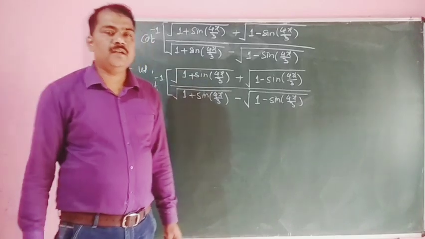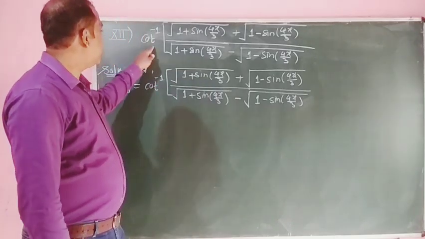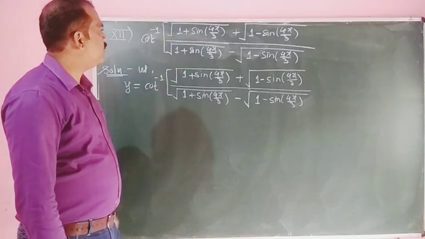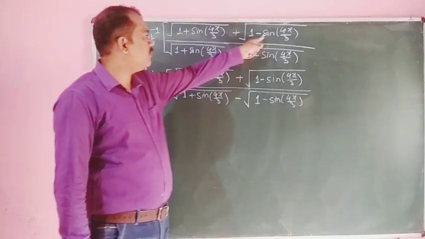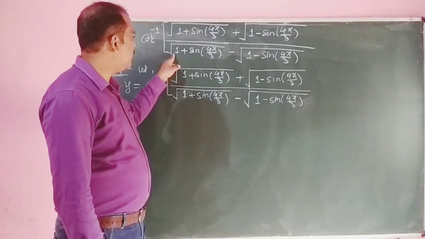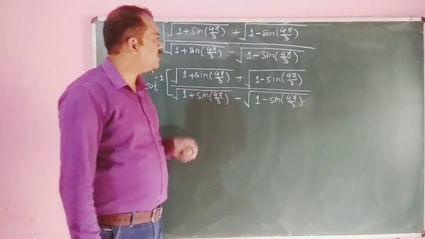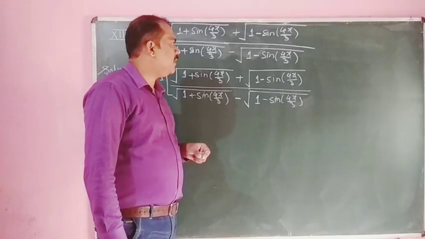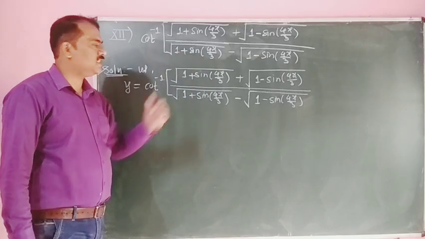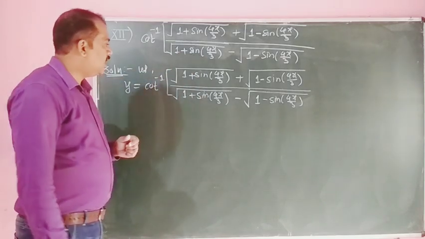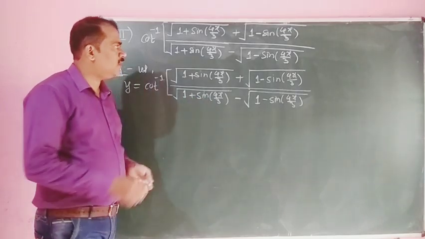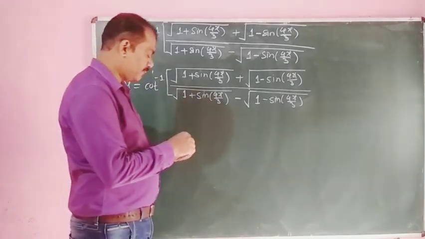Next example, example number 12. Cot inverse of the bracket: under square root of 1 plus sin 4x by 3 plus under square root of 1 minus sin 4x by 3, divided by under square root of 1 plus sin 4x by 3 minus under square root of 1 minus sin 4x by 3. Let y is equal to cot inverse of this, we consider as it is. Now here cot inverse is there, so we have to convert this bracket.